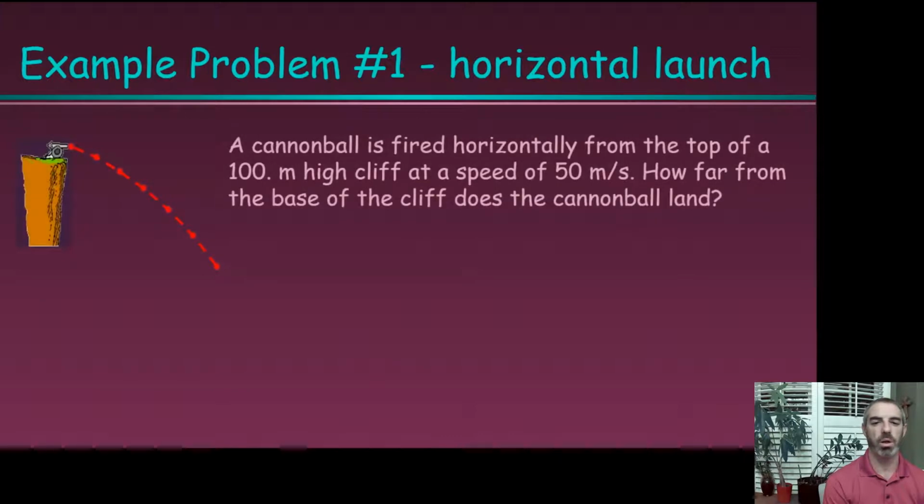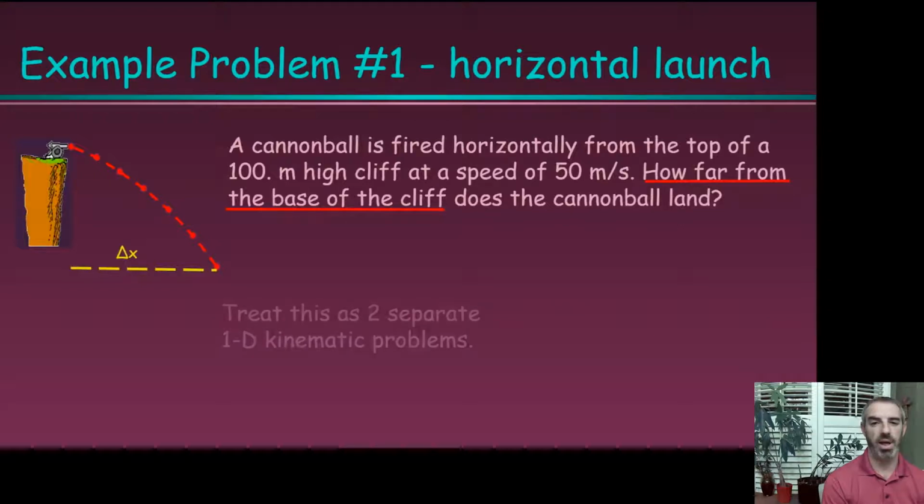So here's the question we're going to look at, the cannonball that we looked at in the previous video, shooting a cannonball off the top of a cliff. The information is given. So what we're going to do is break down this problem. And what we're looking for is how far from the base of the cliff.